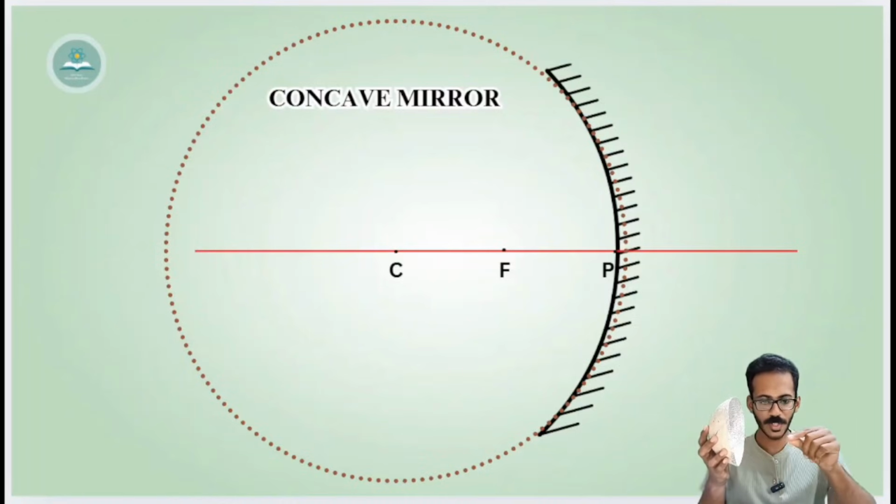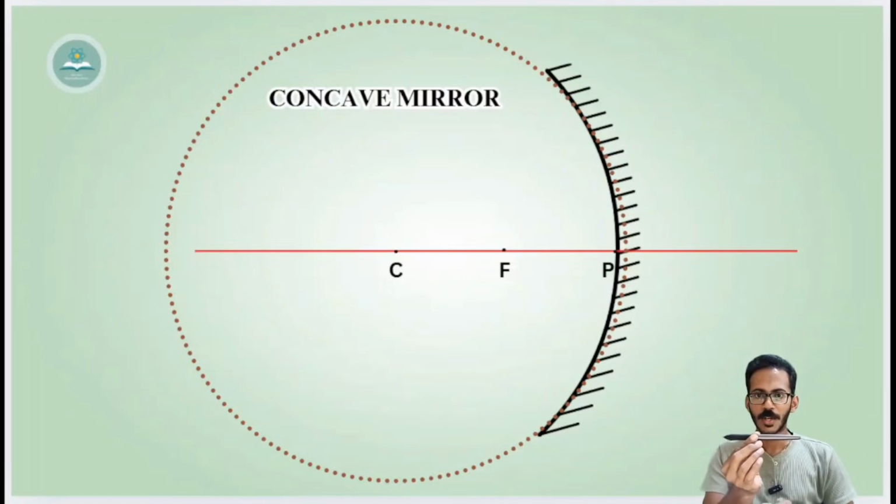If the radius of curvature is this much long line, then the focal length will be exactly half of it. Suppose your radius of curvature is 20 centimeters, then your focal length will be 10 centimeters. Suppose your radius of curvature is this long, then your focal length will be half of it. That's it. Actually, there's no need of an equation. We can just remember that the radius of curvature is double the focal length, or the focal length is half of the radius of curvature. That's all.